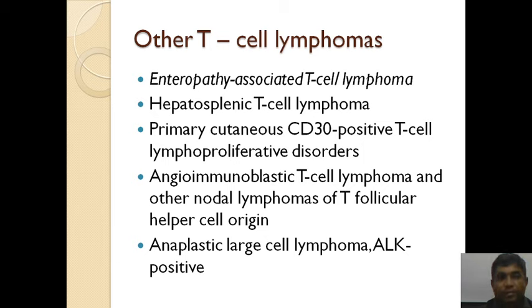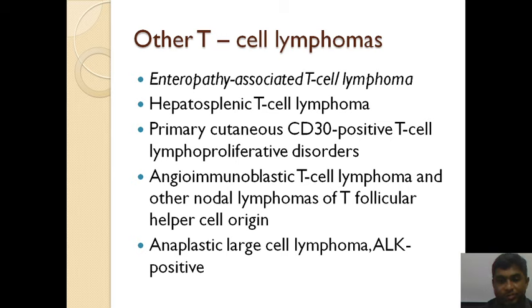Many T-cell lymphomas specifically involve the skin. We saw mycosis fungoides already. Another one is primary cutaneous CD30 positive T-cell lymphoma, and other T-cell lymphomas include angioimmunoblastic lymphoma, which causes proliferation of B cells and increased immunoglobulins, and anaplastic large cell lymphoma, which is a group of lymphomas in which ALK is positive and which has very bizarre anaplastic cells.